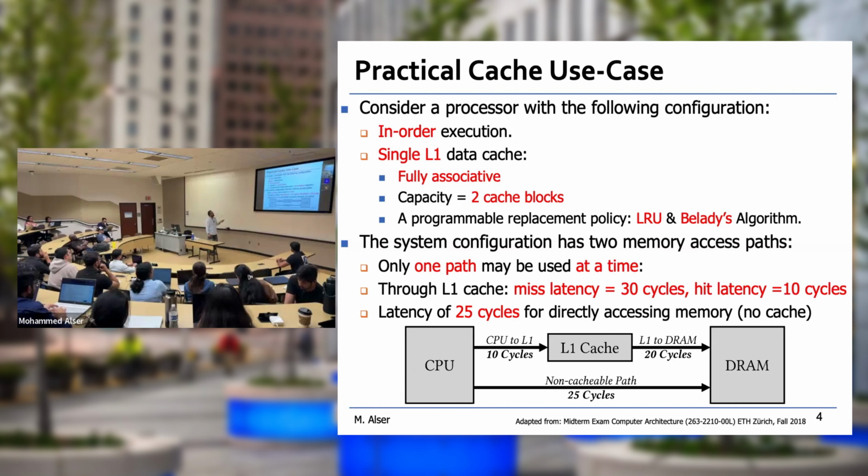The second given property is that we have a single L1 data cache, single L1. So we don't have L2, we don't have L3. It's just a single cache. Let's see some properties of that cache. First, it's fully associative. Hopefully by now you already understand this clearly. What does it mean?